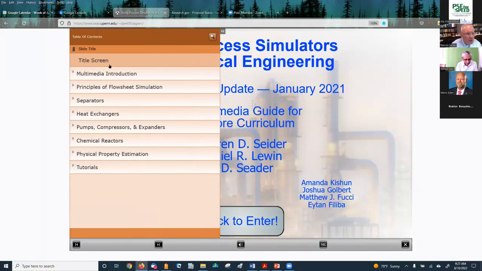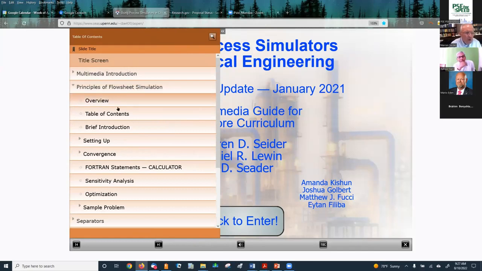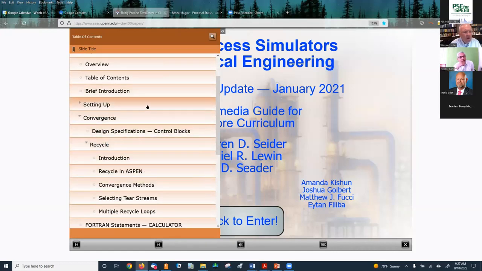Here's the table of contents. The multimedia has a very nice introduction, and it closely parallels the beginning of chapter 7. If people are using this, I recommend you look at that. I don't have time to show it to you. Principles of flow sheet simulation: there are many topics covered in here, but from my point of view, the convergence section is probably most important. The design specs section shows the students how to do the design specifications, and how to do the recycle. There are many different subjects under recycle. That's an important part, so I wanted to point that out.